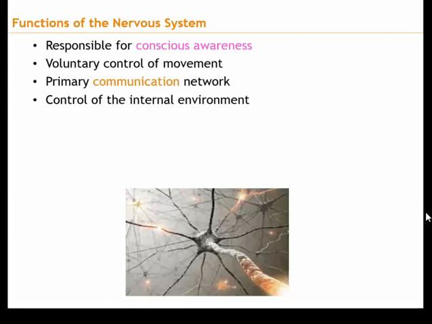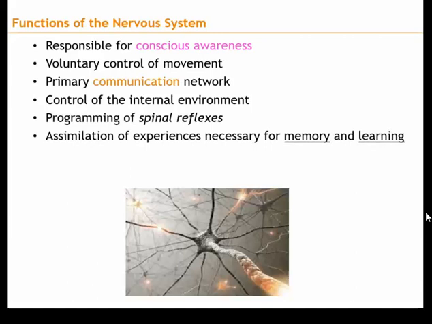Next, we see control of the internal environment. So talking about our internal organs, talking about nerves, and that's where we'll get into the conduction of action potentials. We see spinal reflexes. We'll talk about the spine and the main role of the spinal cord in this chapter. And then we kind of already mentioned this with conscious awareness, but assimilation of experiences necessary for memory and learning. We'll talk about parts of the brain that are involved in memory and learning.